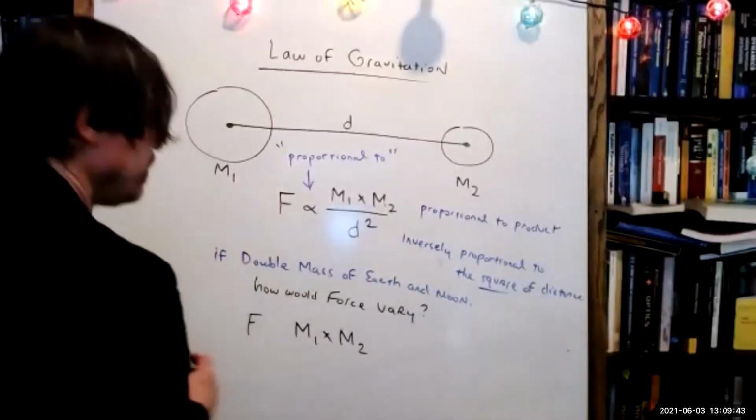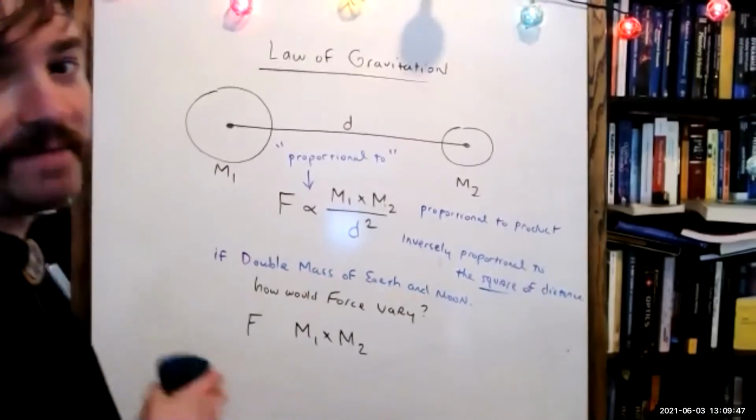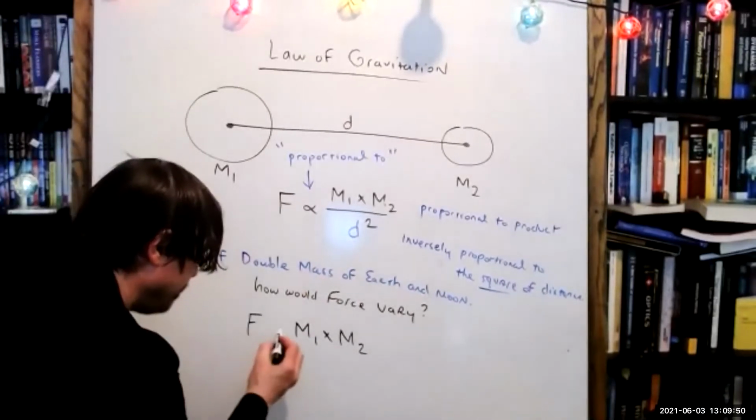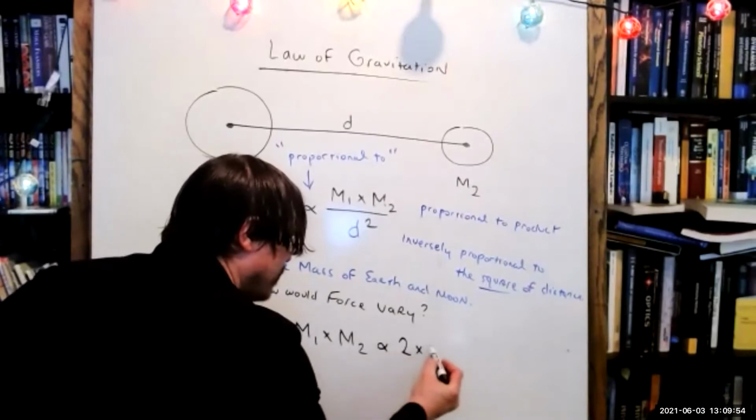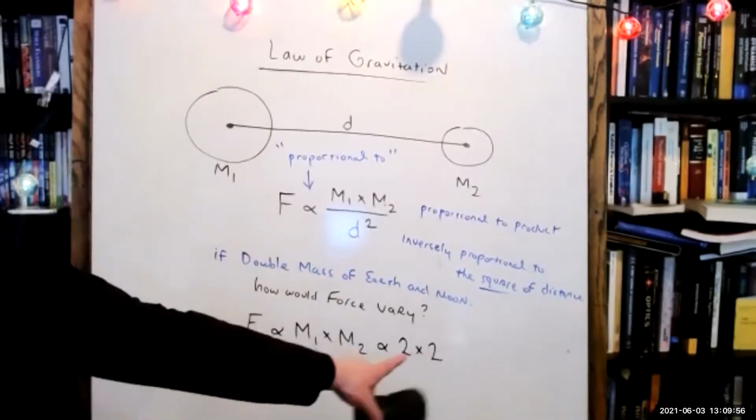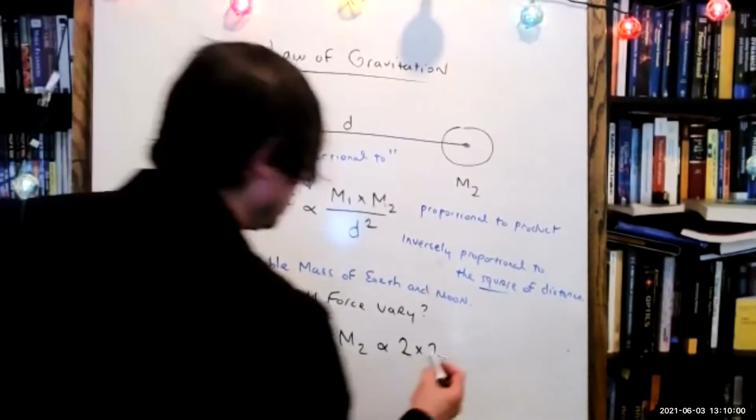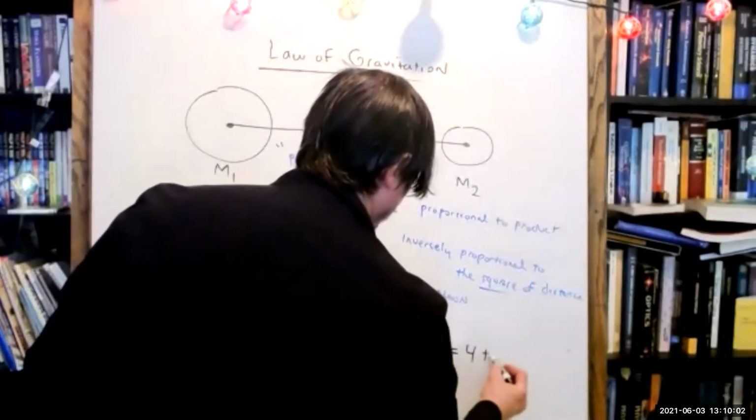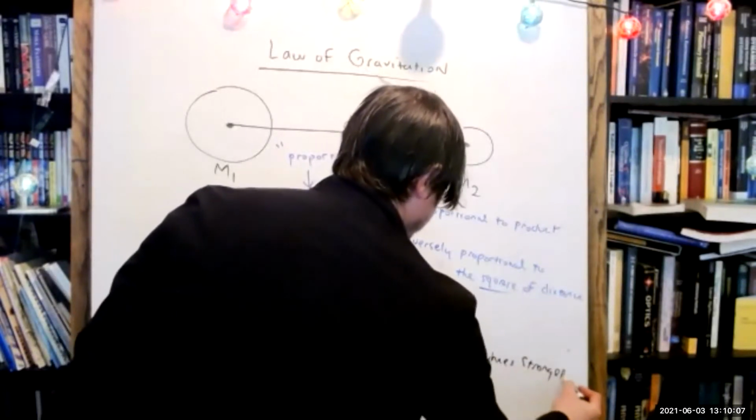It doesn't matter what. Suppose we doubled the mass of hoo-ha and doodah. It doesn't matter, right? So it would be 2 times 2 for the masses, because both of these are varying by a proportionality factor of 2. Now, as soon as I put in the proportionality factors, it's become a math problem. And 2 times 2 is 4. 4 times stronger. Okay.